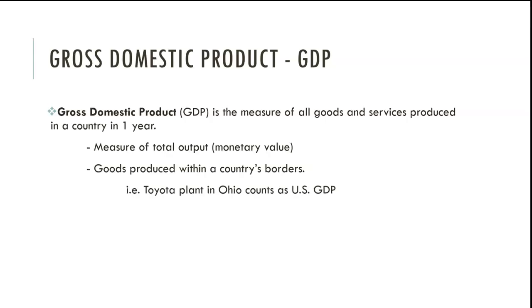So for instance, Toyota is a Japanese car company, but if they have a plant in Ohio, then it would count as US GDP.